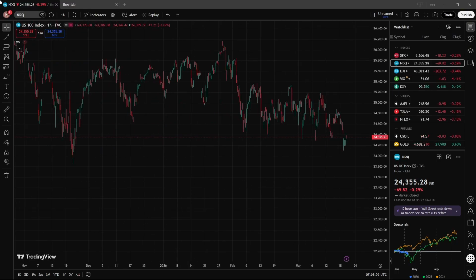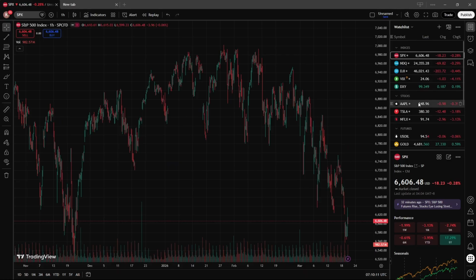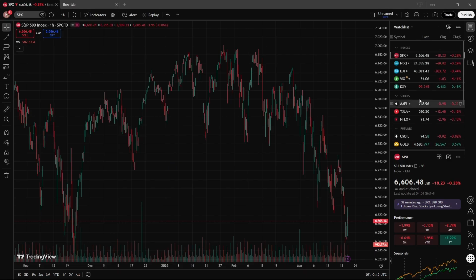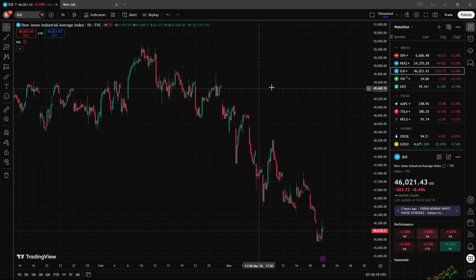So the first thing you're gonna notice when you load up the TradingView app is you're met with a chart, the tools at the side, and then you have your watch list. So you have all your indexes, your stocks, your futures, your forex, your crypto. It's all on the side, and you can press them to sort through each individual market.